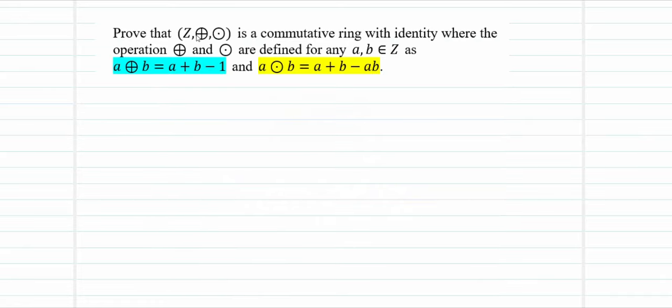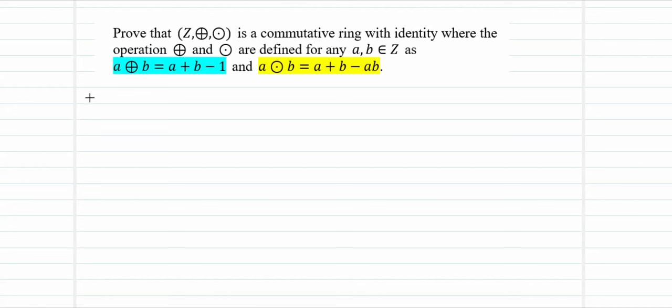Prove that Z, the set of integers, with respect to two binary operations, one called plus circle and the other called dot circle, is going to be a commutative ring with identity, where the binary operations plus circle and dot circle are defined for any elements a and b belonging to the set of integers as a plus circle b is a plus b minus 1 and a dot circle b is a plus b minus ab. So we have two different binary operations which are different from our usual addition and usual multiplication. So we are going to show that it is going to be a commutative ring with identity.